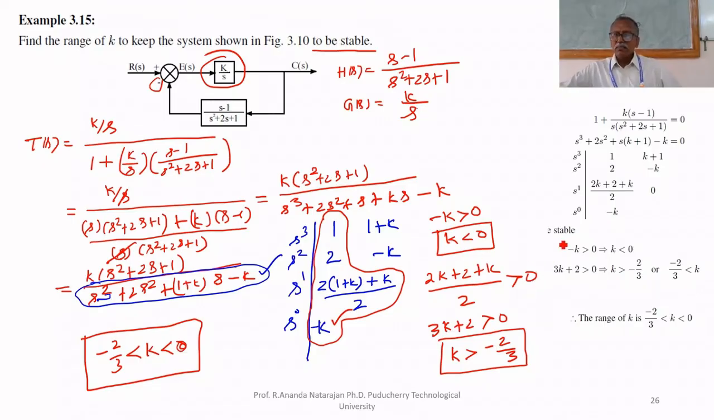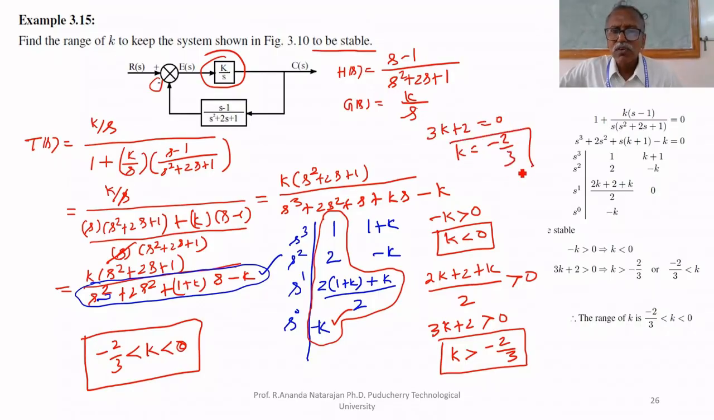To make s power 1 equal to 0, what will you get? If you equate 3k + 2 equal to 0, it means k equal to -2/3. So for k = -2/3, it will exhibit sustained oscillation.